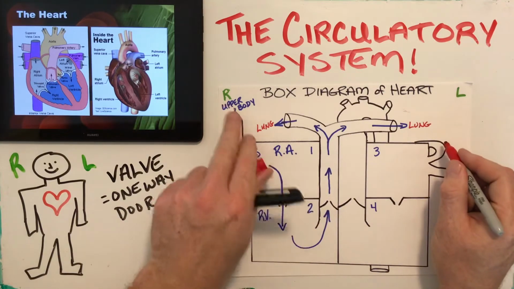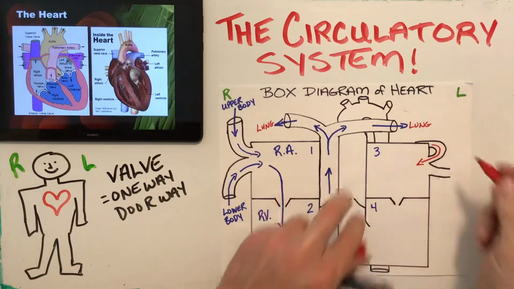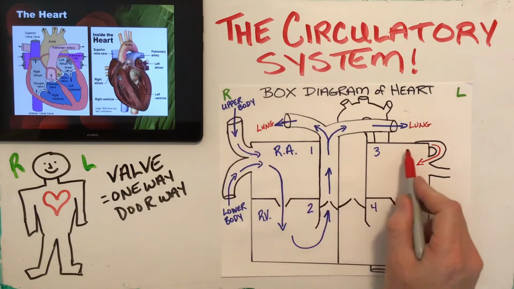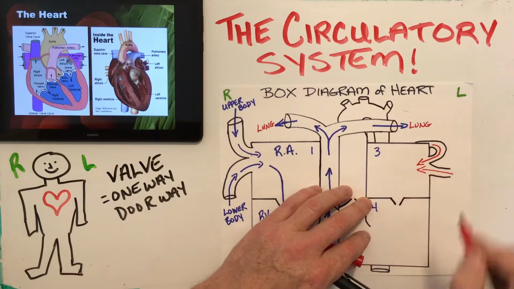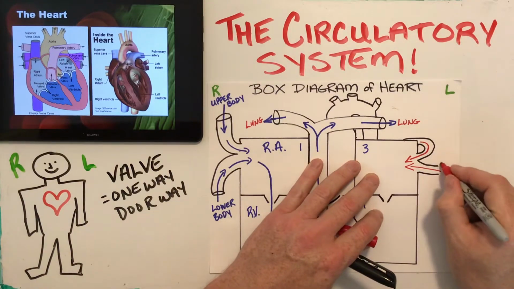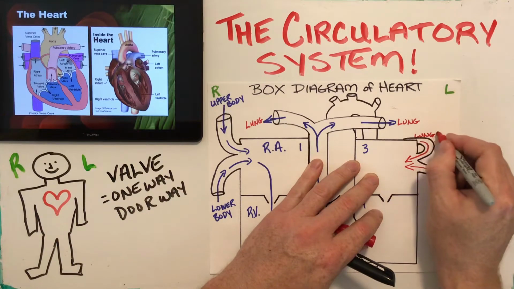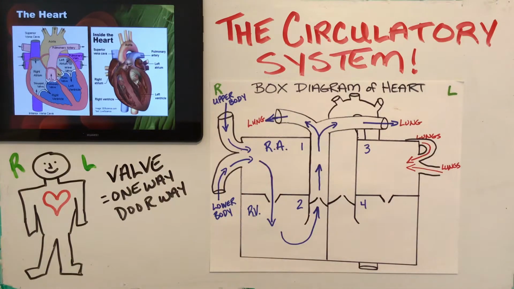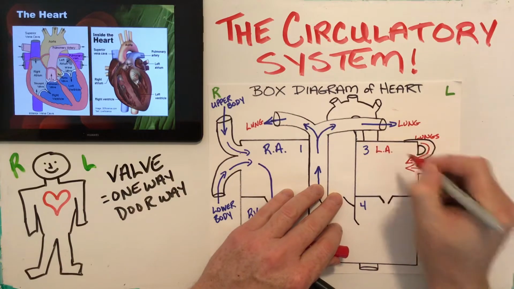Now, coming from the right lung here, we have the pulmonary vein, and it's the right pulmonary vein that comes in on this side. And this side is the left pulmonary vein. And these are coming into the heart from the lungs. The lungs have breathed in the oxygen. Blood's full of oxygen. The red blood cells are thriving. And so it returns the blood to the left atrium.